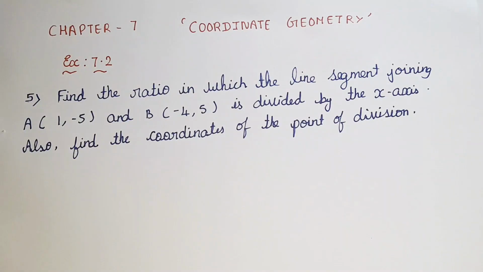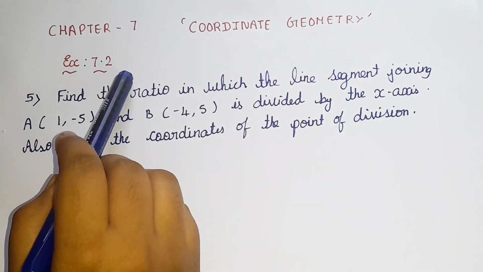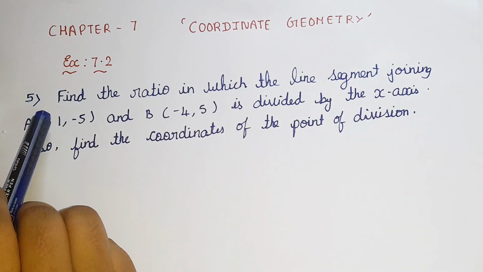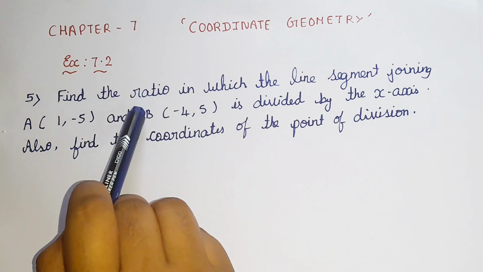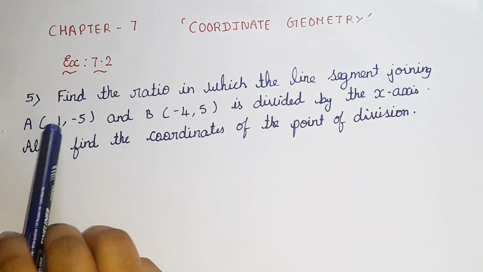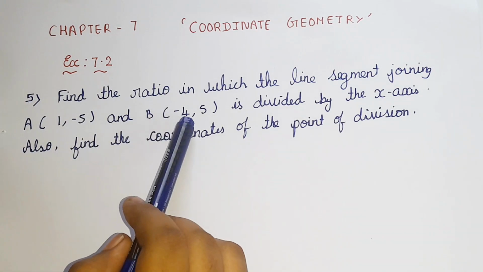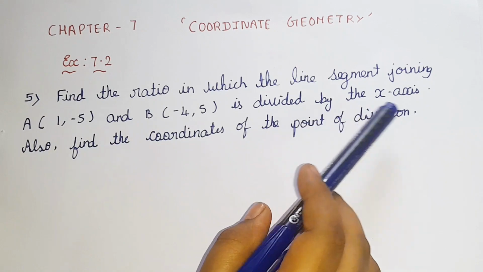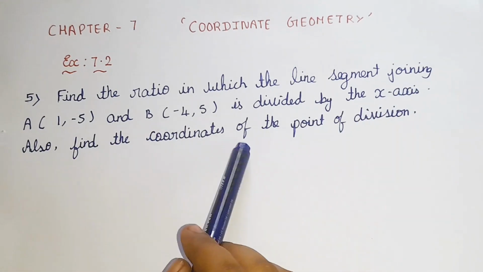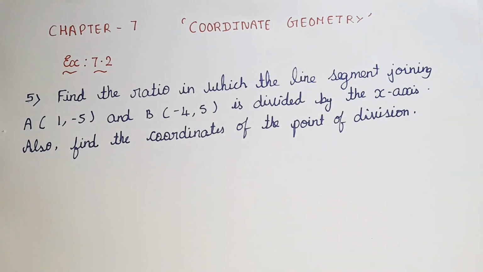Today we are going to be learning Chapter 7 Coordinate Geometry Exercise 7.2, 5th question. Alright, now let's read the question. Find the ratio in which the line segment joining A (1, -5) and B (-4, 5) is divided by the x-axis. Also find the coordinates of the point of division. Alright, so it's literally easy.